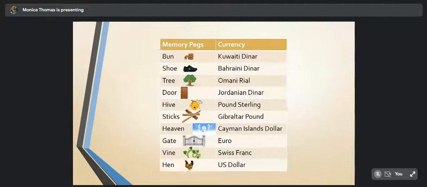So we have six. Right, six is sticks and Gibraltar pound. Give it a try. Sticks, Gibraltar pound. What can be the creative substitution? Gibraltar. Maybe something like altar. How about zebra? Zebra, animal. Zebra, Gibraltar. Zebra on the altar. Zebra altar. Right?